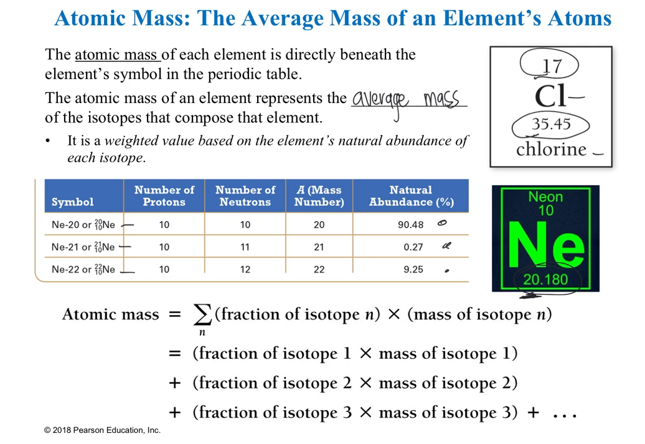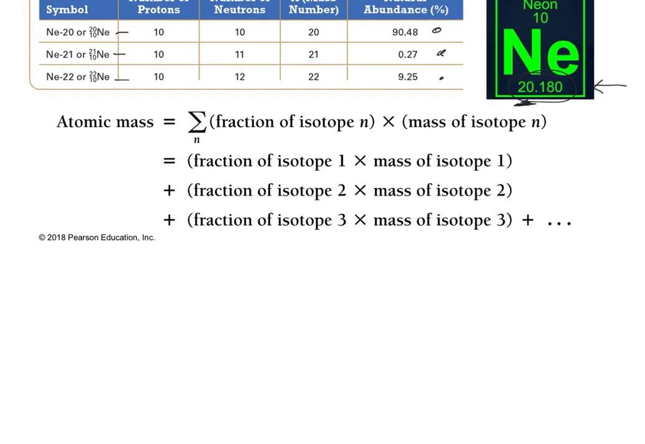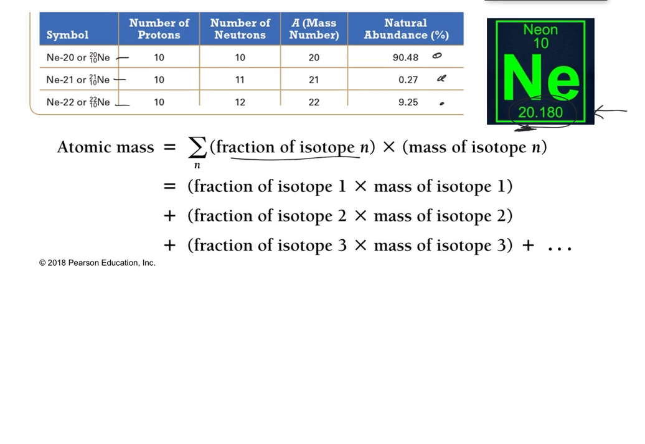So if we were to take the weighted averages of these different isotopes, you would get the value found on the bottom of the periodic table. So let me show you. What we do is we take the fraction of that isotope, multiply by the mass of that isotope, and you add that together for all of the isotopes. That's what this summation means. We're going to add those.